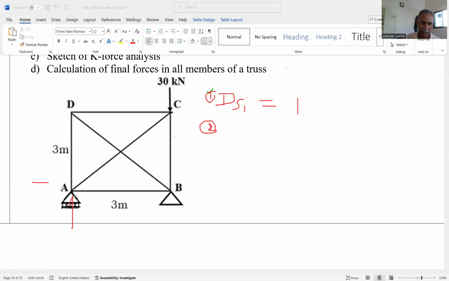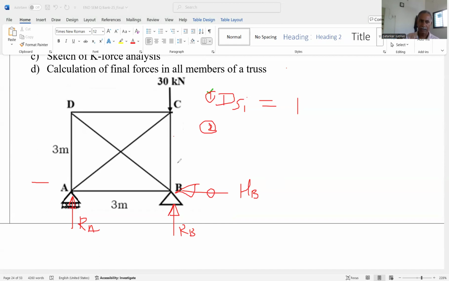Here there is one reaction, say we have considered RA. At support B, a hinge is there. That's why two reactions. These are the assumed directions. This is RB and this is the horizontal reaction HB. Of course, when we consider summation Fx is equal to 0, this HB is equal to 0.